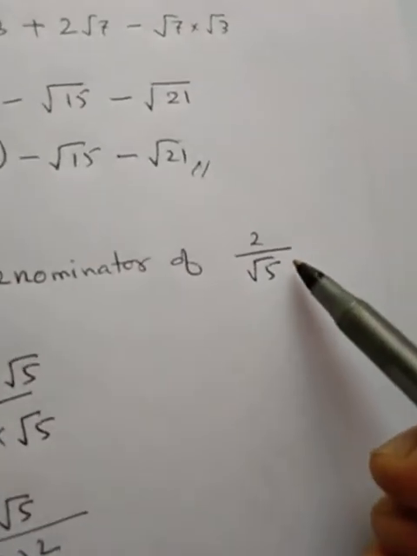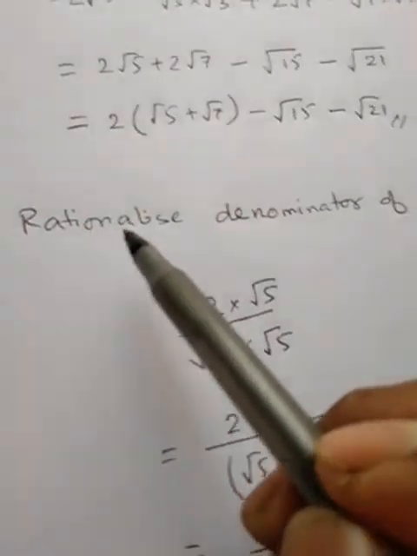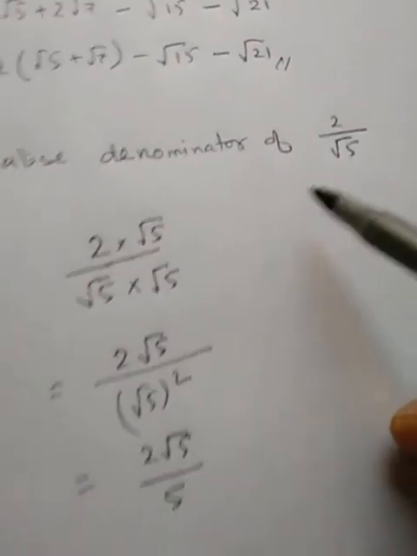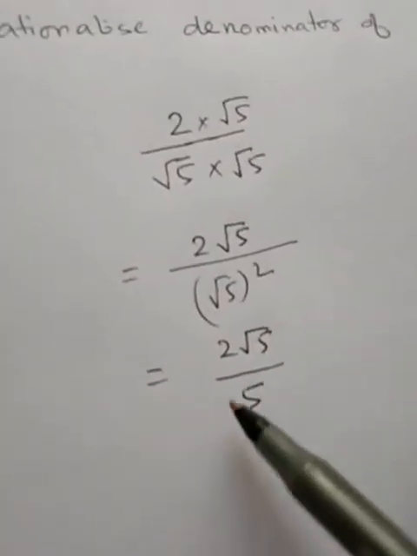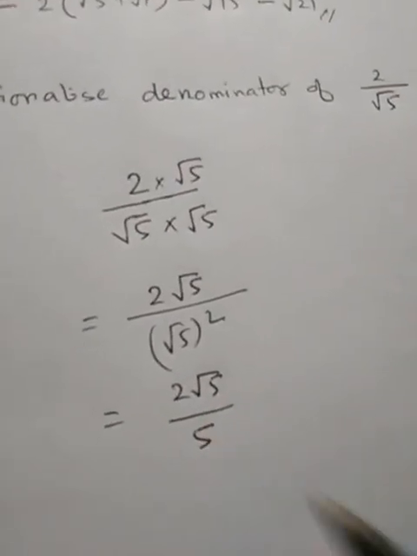So in the question this was irrational and here this is rational, because our question was to rationalize the denominator of this, which was root 5, and here we have rationalized the denominator of the given question.